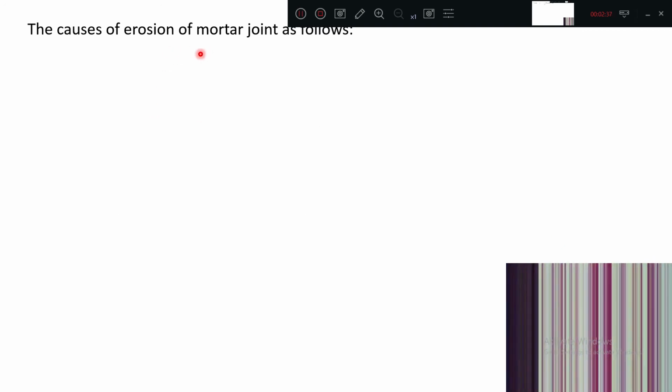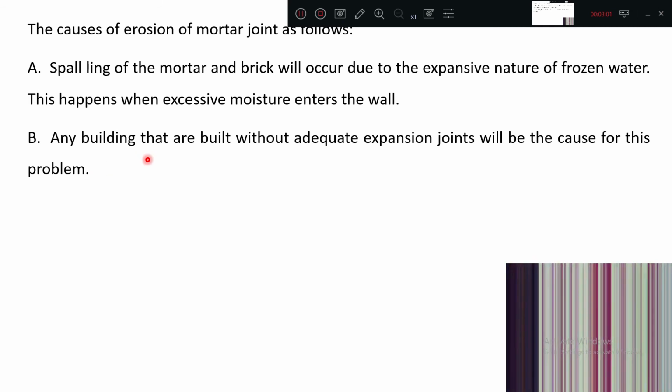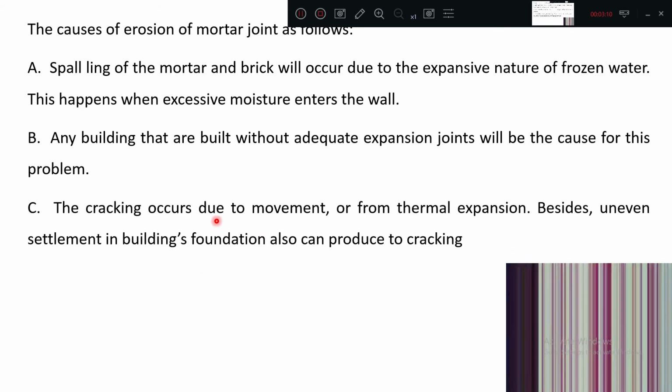The causes of erosion of mortar joints: one is spalling of mortar and brick wall. This is due to the expansive nature of frozen water. Once moisture is inside the wall, during freezing temperature it will expand, and that is why erosion of mortar takes place. This happens when excessive moisture enters the wall, or in the rainy season. Any building built without adequate expansion joints will have erosion problems.